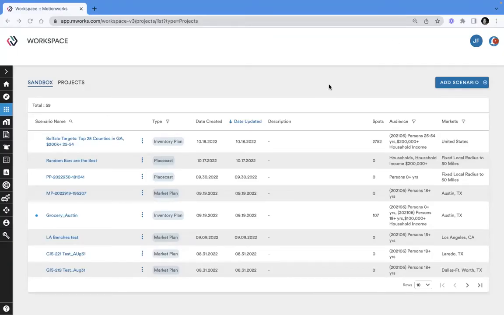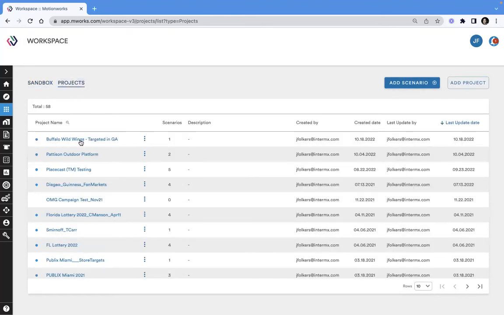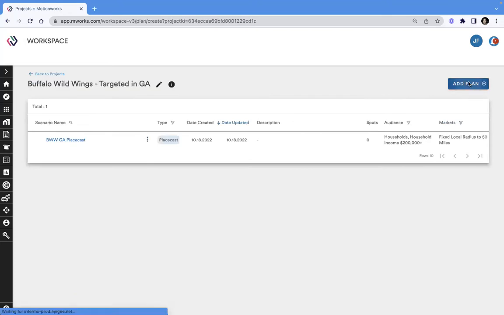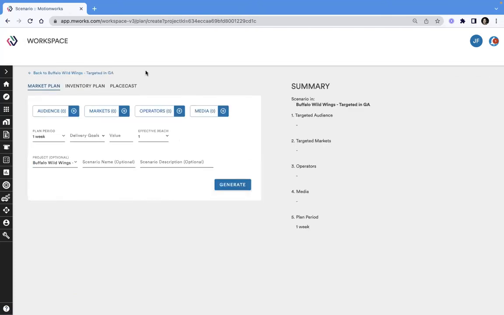Continuing in Workspace, we can pick up where we left off in prior demos, where we started creating a scenario and explore on the map around Buffalo Wild Wings locations, in particular audience targeting. Let's go to a project that we could create for Buffalo Wild Wings. I'm going to add a new plan to show this process, where we can look at data as we analyze it by media inventory for a market plan, an inventory plan to get on the granular level.